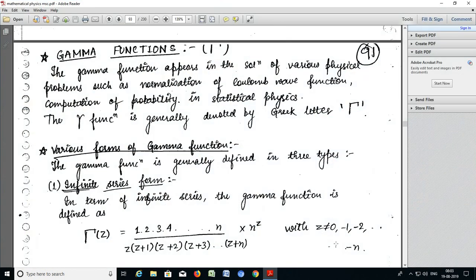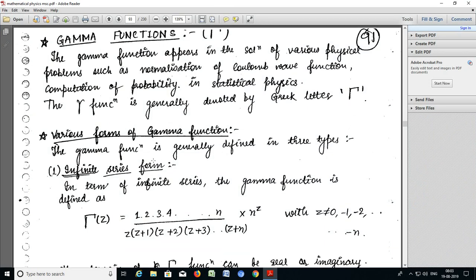Gamma functions. The gamma functions appear in the solution of various physical problems such as normalization of Coulomb's wave function, computation of probability. In statistical physics, the gamma function is generally denoted by the Greek letter gamma. Various forms of gamma function.